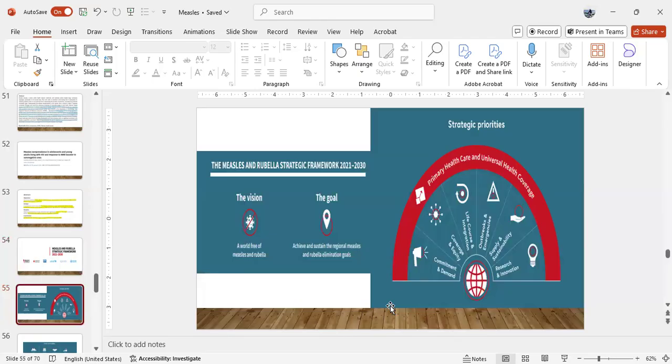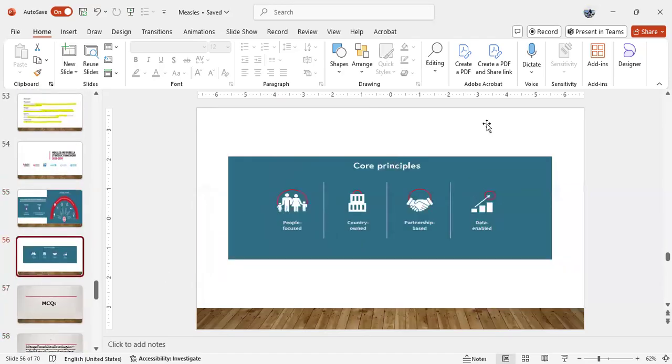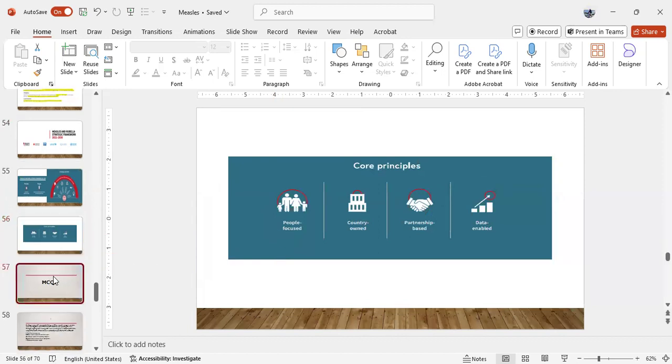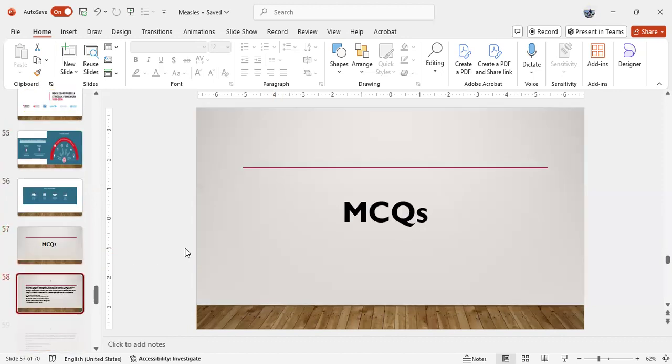Strategic priorities include 7 priorities. First of all, primary healthcare and universal health coverage, then commitment and demand, coverage and equity, life course and integration, outbreaks and emergencies, supply and sustainability, and research and innovation. The core principles of this plan are people-focused, country-owned, partnership-based, and data-enabled. Moving forward to the MCQs.